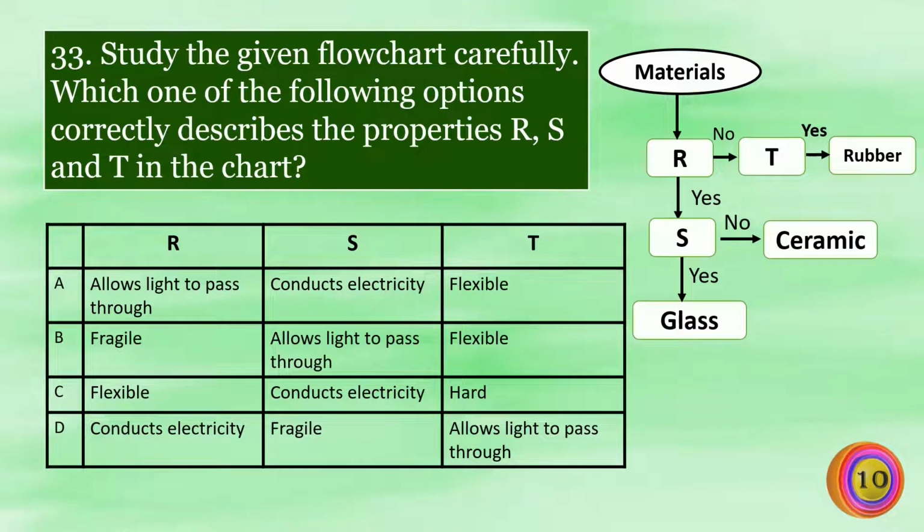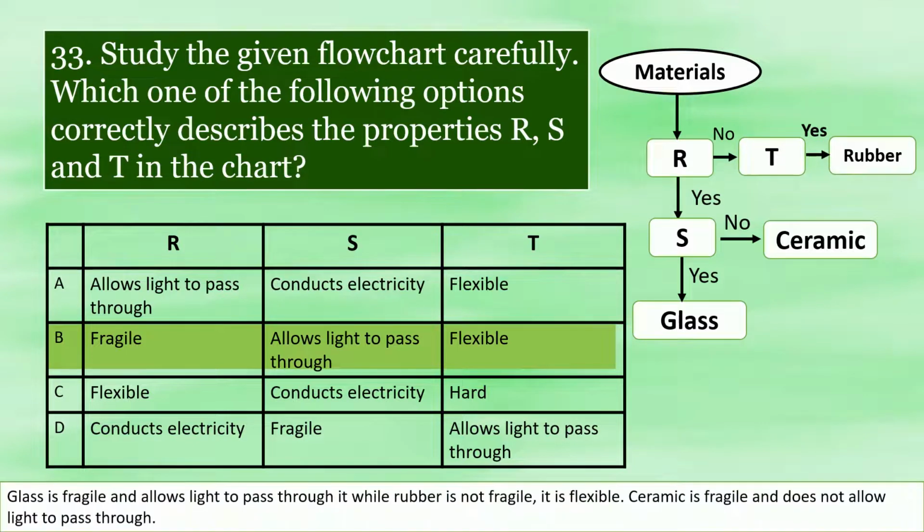Study the given flowchart carefully. Which one of the following options correctly describes the properties R, S, and T in the chart? The answer is option B. Glass is fragile and allows light to pass through it, while rubber is not fragile, it is flexible. Ceramic is fragile and does not allow light to pass through.